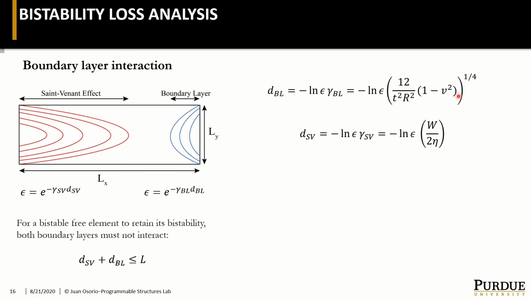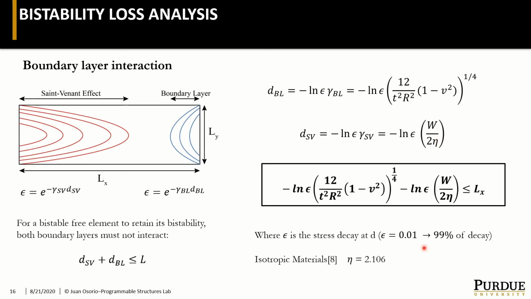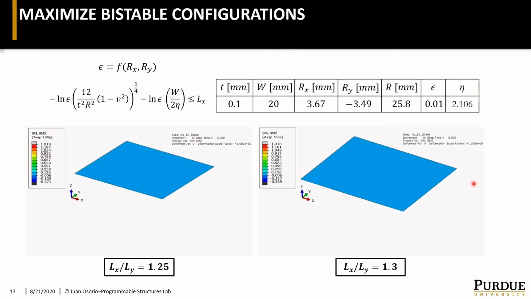So we can calculate these decay rates by solving the equations. Here you have the free boundary condition, where it's dependent on the thickness, the prestress, which is essentially this geometric parameter, and the Poisson ratio. Now, in contrast, for the Sandband effect, it's just a function of the width, or Ly, and of a parameter eta that depends on the material properties. For this isotropic material, it will be around 2.1. And so we came up with this inequality that if it is satisfied, you will get bistable behavior when you clamp your element.